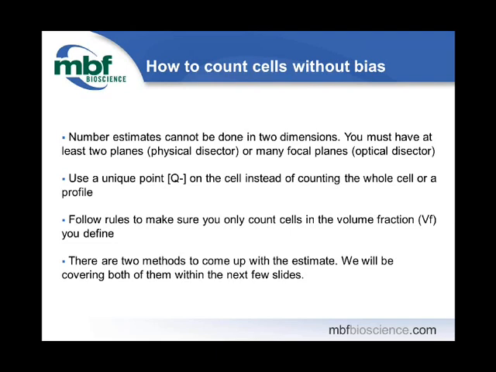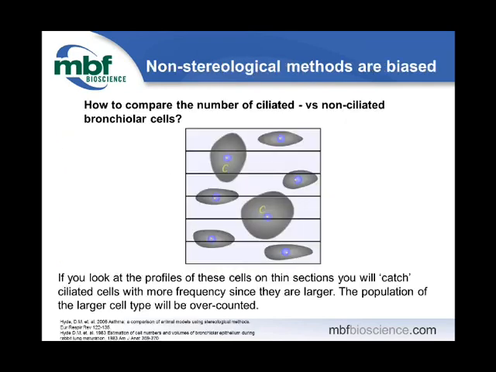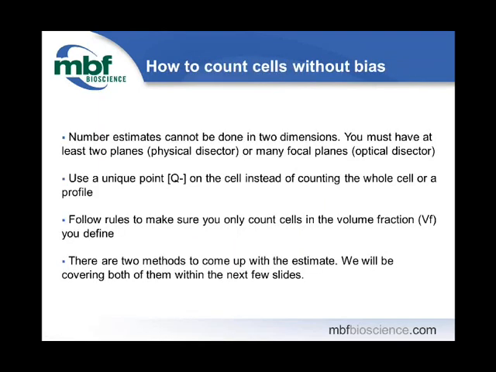One of the special rules for these probes is to pick a unique point on the cell. For instance, we could use the top of the cell, and we can see that the cell top, unlike the whole cell, is not going to appear in more than one section. So when we use a 3D approach and we follow special rules and we use the physical fractionator or the optical fractionator, we will be counting the cells in a way that we won't overcount the cells. We won't bias ourselves. And so that is an illustration of why you want to use stereology.